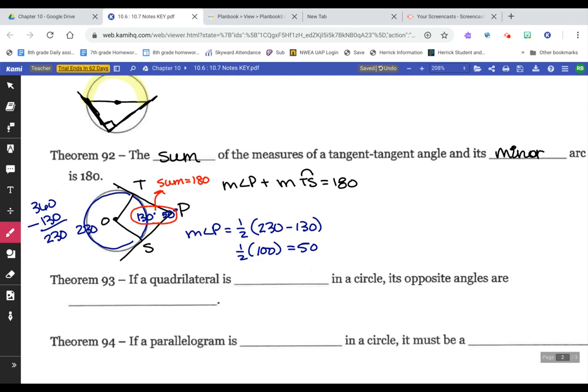All right, 93. Theorem 93 goes into section 10.7, which deals with quadrilaterals and circles. Okay? Theorem 93 states that if a quadrilateral is inscribed in a circle, its opposite angles are supplementary.